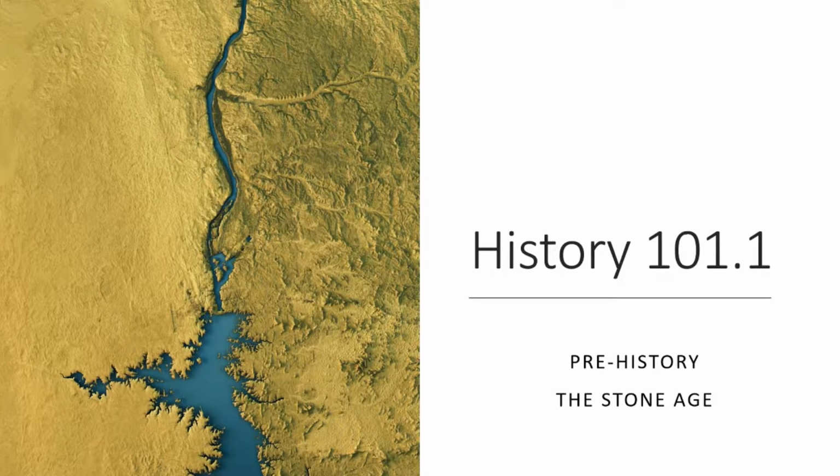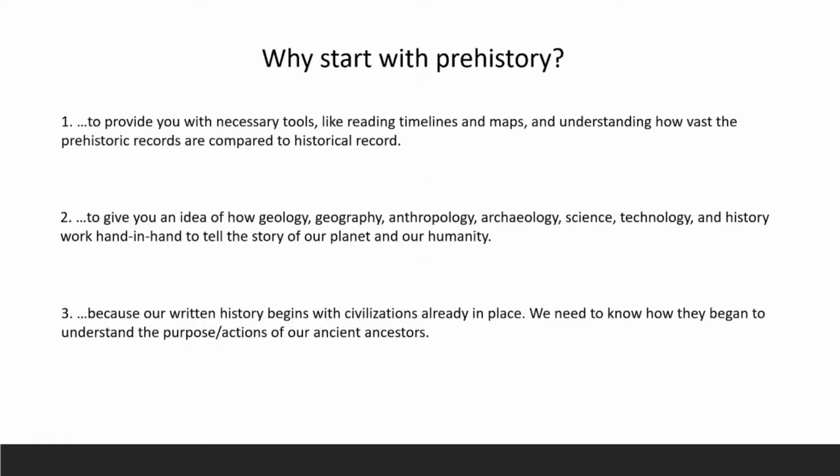We're going to start with point one to talk about prehistory, particularly the Stone Age. This is where every History 101 or ancient history class usually starts to talk about what developed before written history. Why do we start with prehistory?